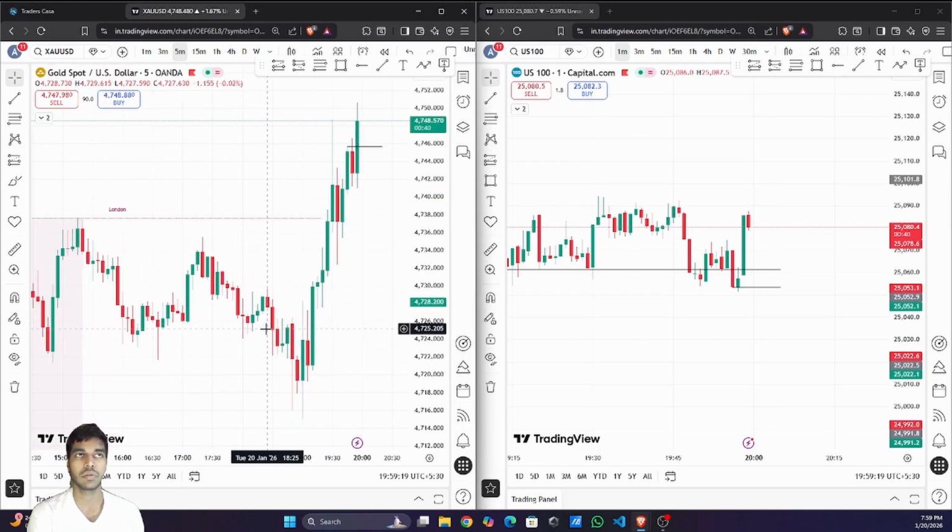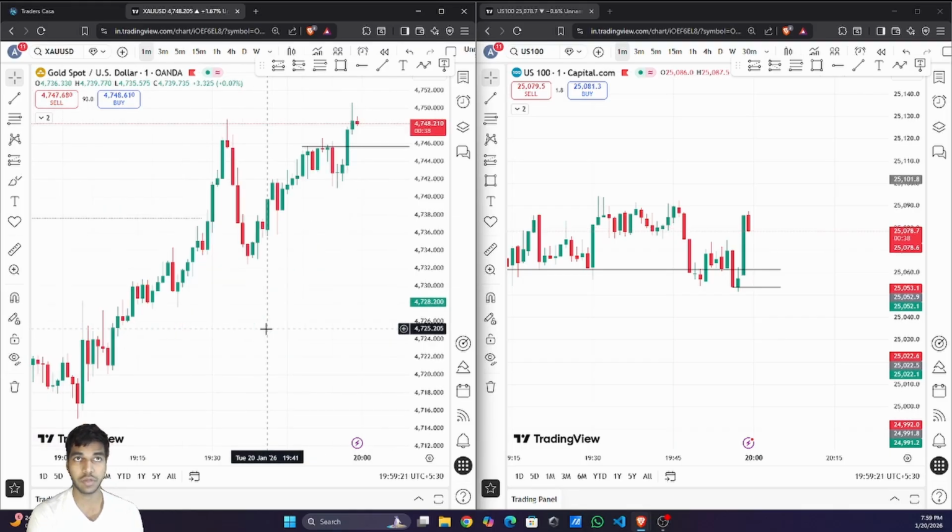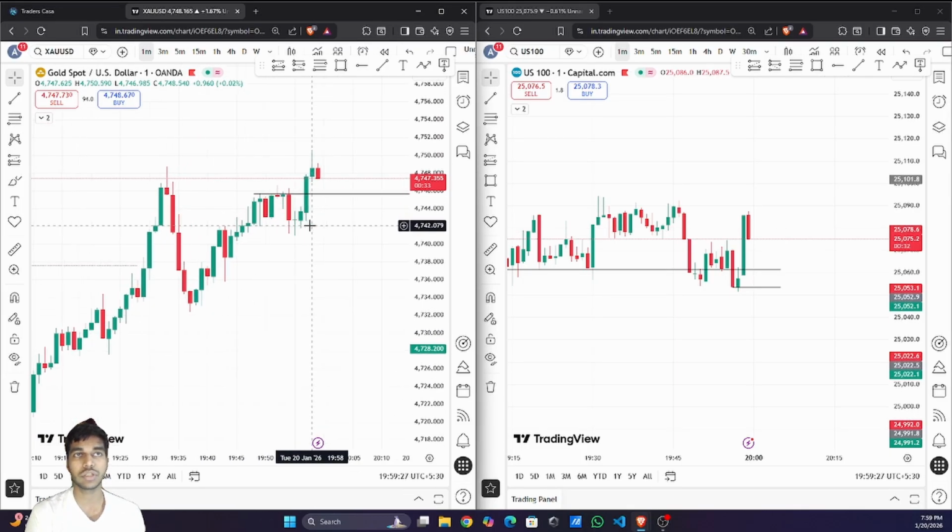Gold. What is the plan? 1 minute or 3 minute break of structure already given. So what we can do is retest of the zone and 1 minute break of structure, and I can enter in gold. Okay.